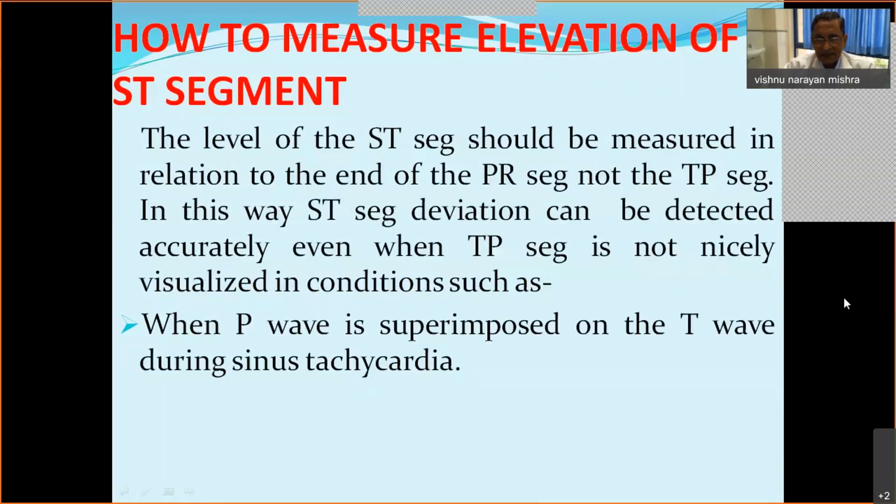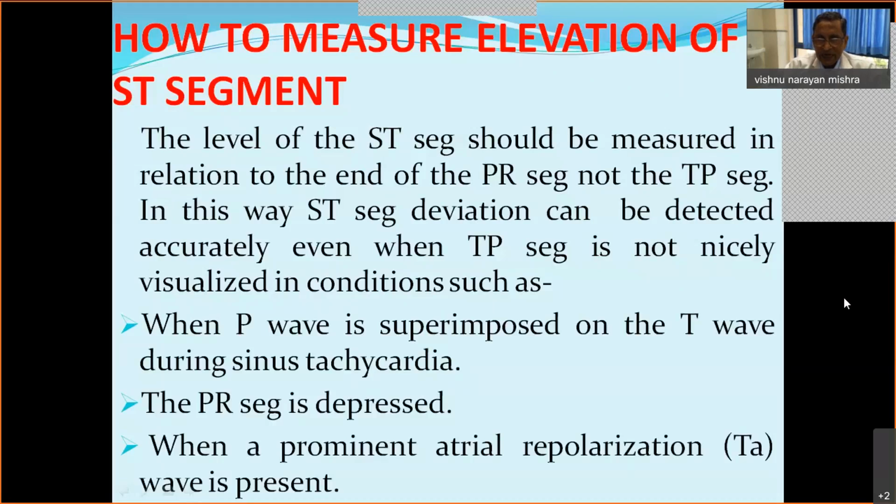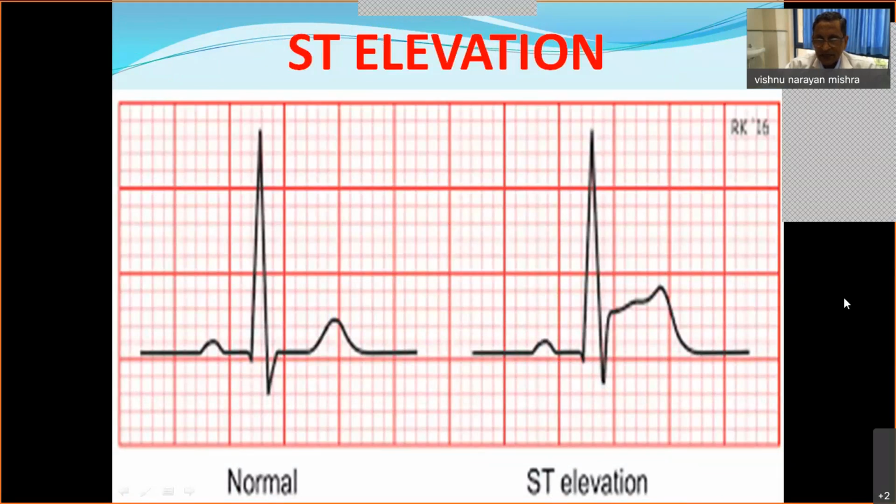This is the classical representation of a normal and an ST elevation situation. Now you see the PR segment and the TP segment. The TP segment is the end of the T wave and the beginning of the P wave, and the PR segment is the end of the P wave and the beginning of the QRS. So this is a better baseline for interpretation of ST segment elevation.